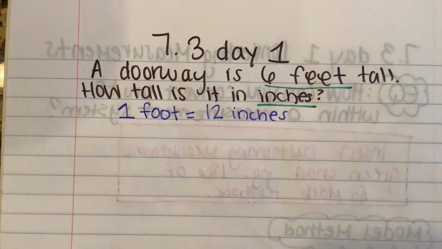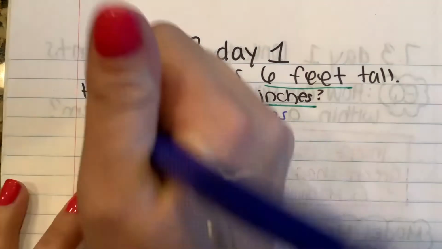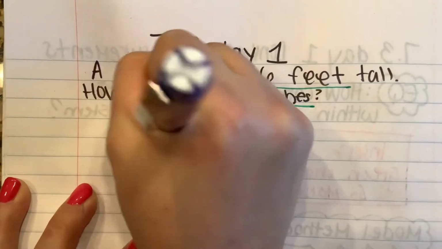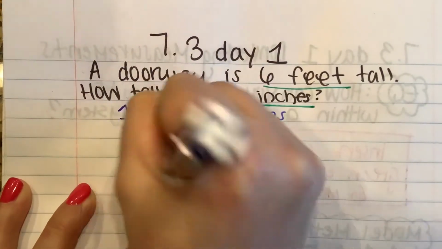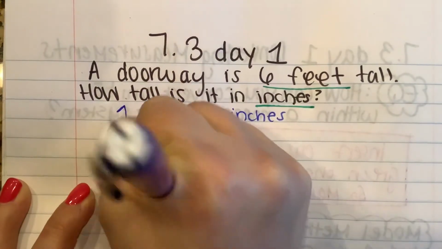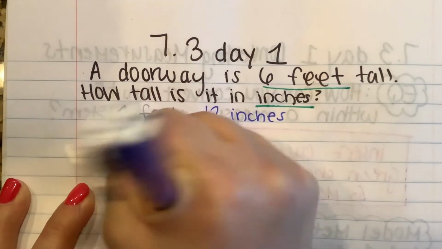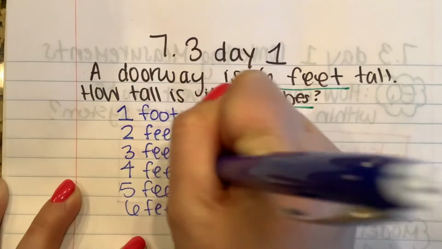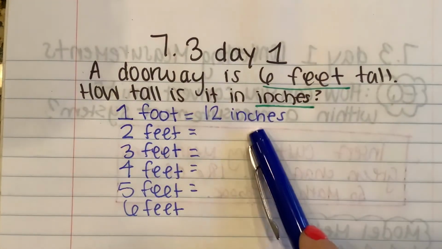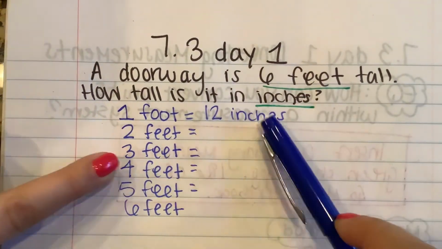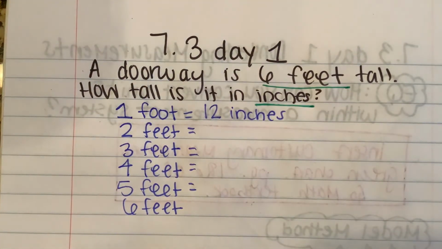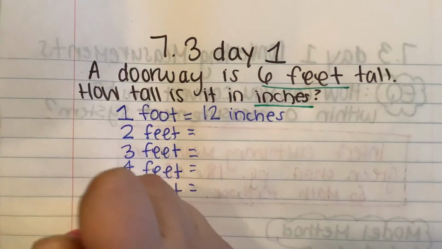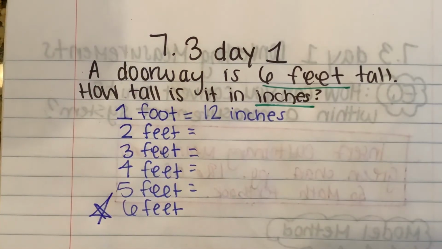Now we can continue listing. If you prefer the list method, you can continue listing 2 feet, 3 feet, 4 feet, 5 feet, and 6 feet, and making those conversions. Multiplying 12 by 2, then 12 by 3, 12 by 4, 12 by 5, and 12 by 6 to find your answer here at 6 feet.